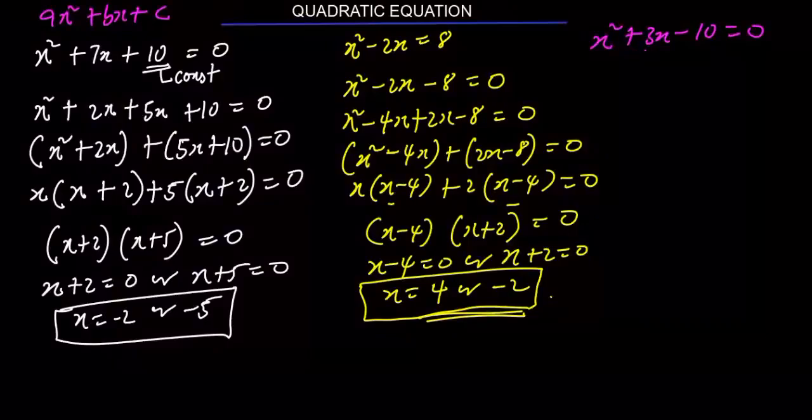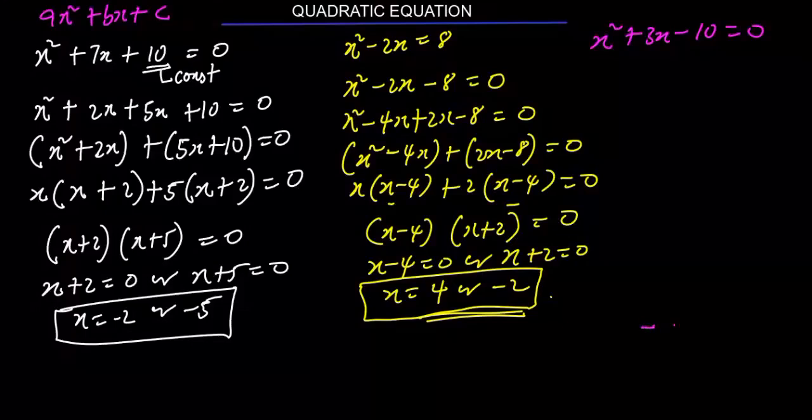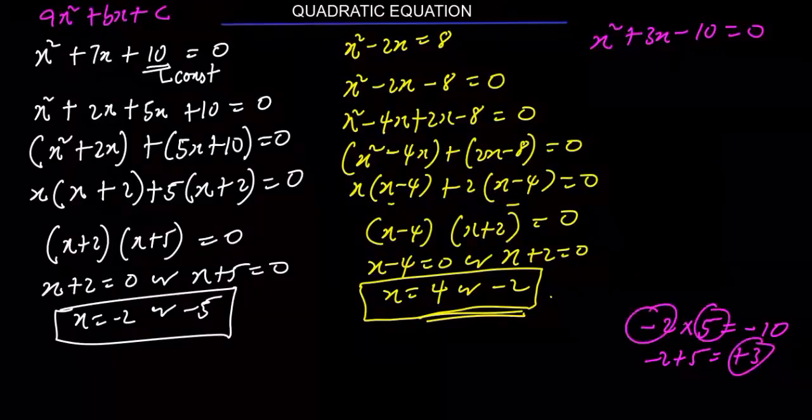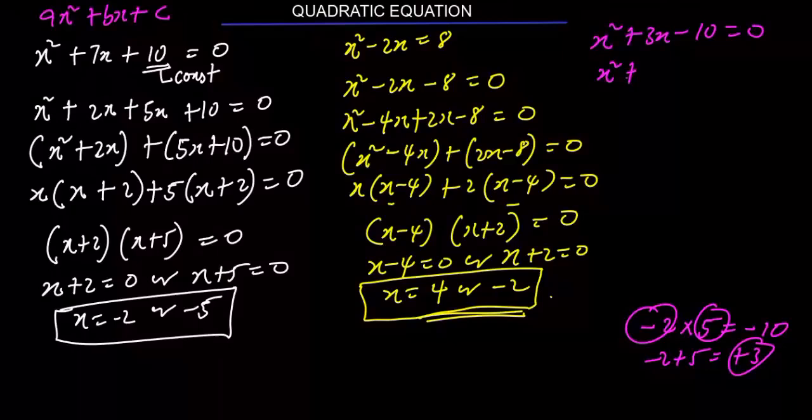What are they? Look at it. Minus 2 times 5 will give me minus 10. Then minus 2 plus 5 will give me plus 3. How do I know this? It's just a multiplication table. So I'll solve using the same procedure. I'll replace this with minus 2 and 5. So I have x squared minus 2x plus 5x minus 10 equal to 0.